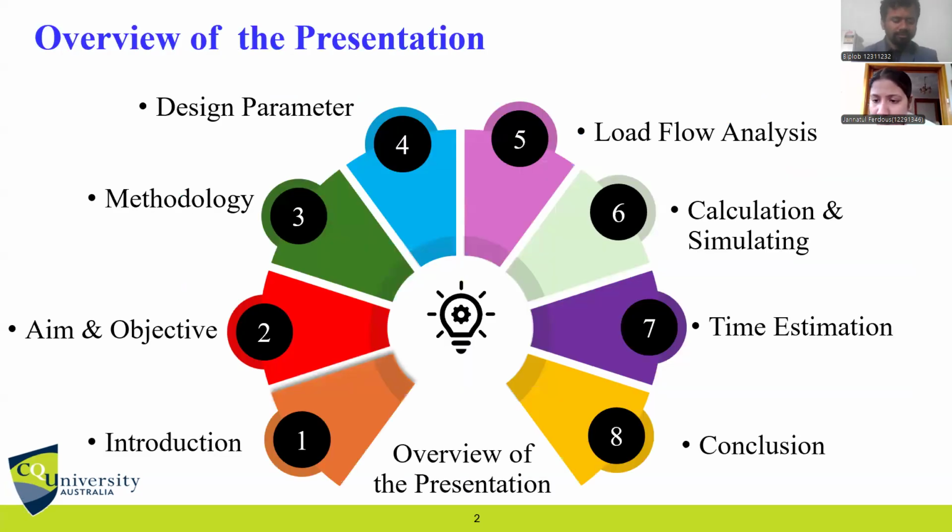So here's a quick outline of what I'll cover. I'll start with the introduction and aim of our project, then walk through the design parameters, methodology, calculation, and load flow analysis. After this, I'll discuss how we validated our result against the National Electricity Rules. And finally, I'll share our key findings, recommendations and conclusion.